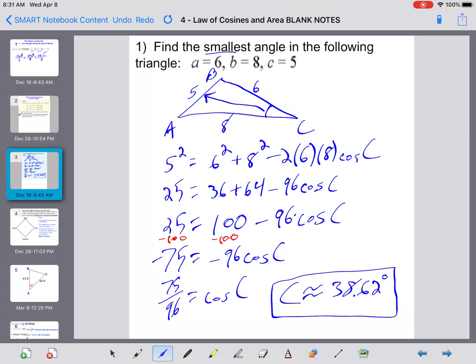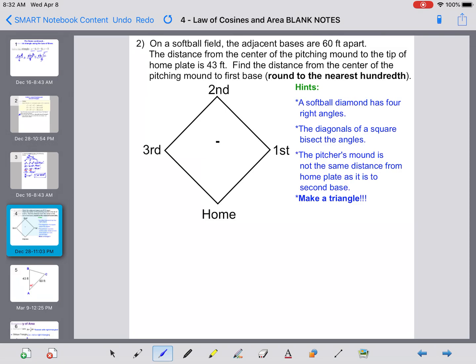You'll never have to use law of cosines more than twice in a problem. So that's why I said if you start with law of cosines, stick with law of cosines. All right. Okay. Next problem.